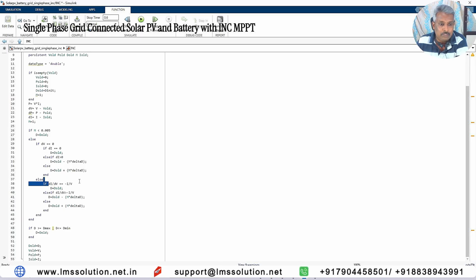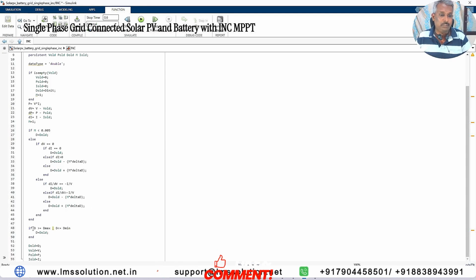Next you have to check the other 3 conditions, based on dI by dV. You check whether dI by dV equals minus I by V. This is known as the incremental conductance condition. If both are equal, dI by dV equals minus I by V, then the PV is already operating at the maximum power point. Here we need to keep the duty cycle equal to the previous instant duty cycle. If dI by dV is greater than minus I by V, then we need to decrement the duty cycle. Otherwise, we need to increment the duty cycle. By using these conditions, you calculate the duty cycle.